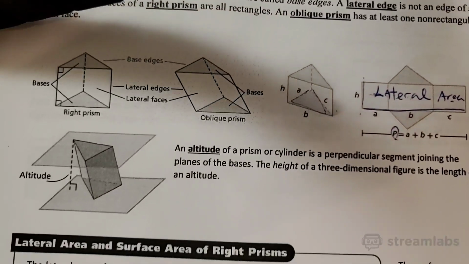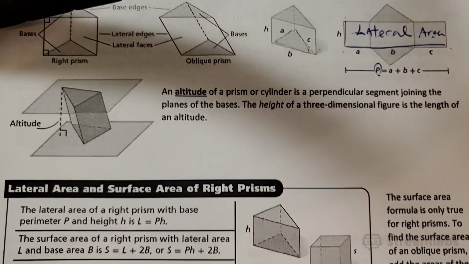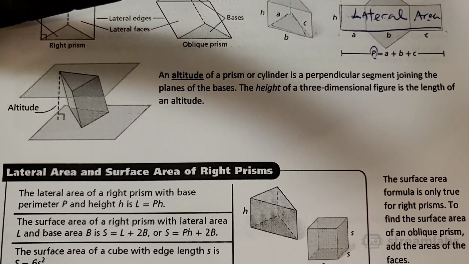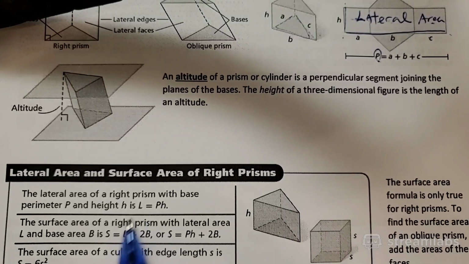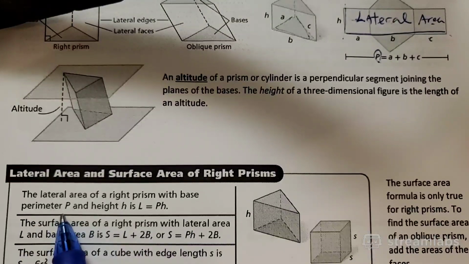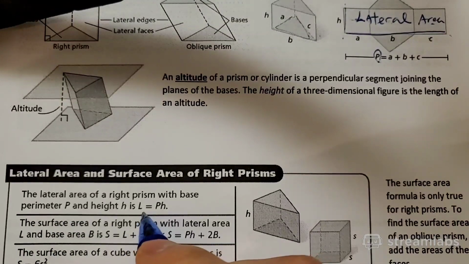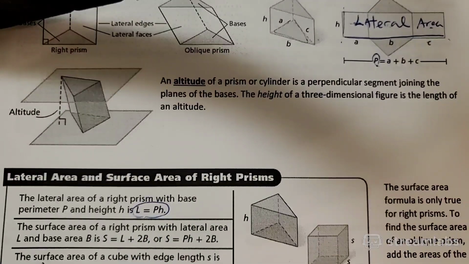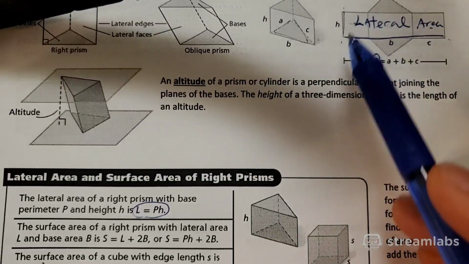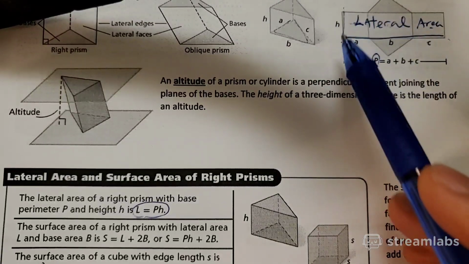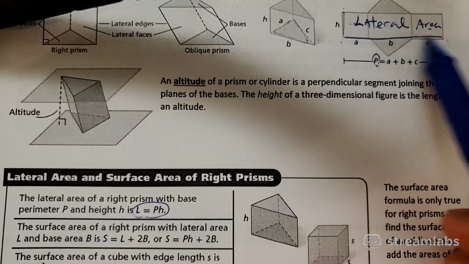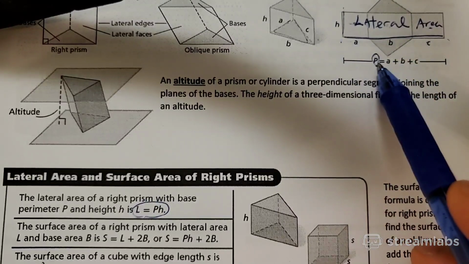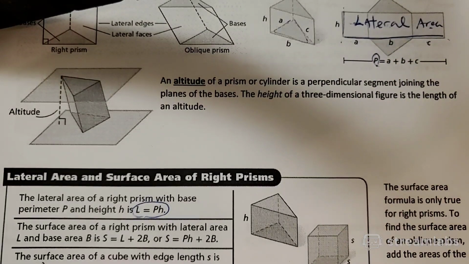So when we're calculating surface area, you can see on the bottom, they say the lateral area of a right prism with base perimeter P and height H is lateral area equals perimeter times height. Just like we mentioned before, this is because the shape here is a rectangle and you have base times height. Base is the perimeter times height. That's the main reason.